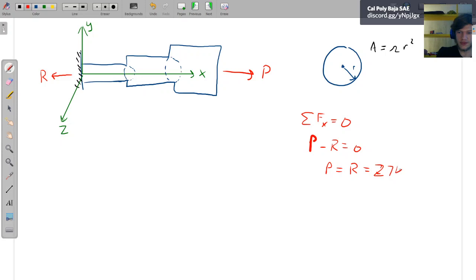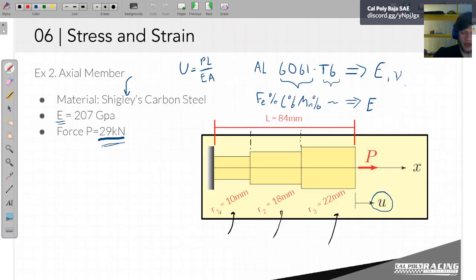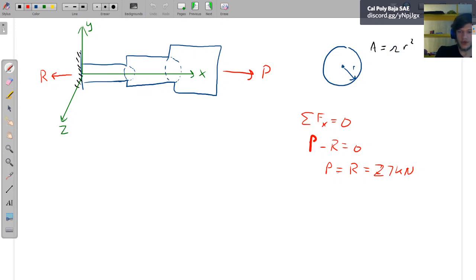27 kilonewtons. Is that what I said? 29 kilonewtons. Okay, so now we have an overall free body diagram. But I only know discretely for each of these sections what the areas are. So if I'm going to divide the stresses up, we would expect to see a lot more stress in that smaller zone, right? If we were looking right here, we would expect the stress to be a lot higher and the strain to be a lot higher than we would in something larger.